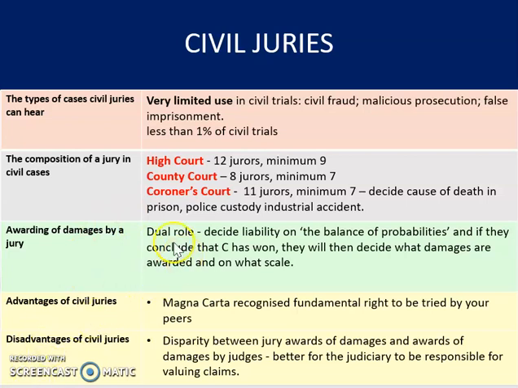So we say that juries have a dual role in a civil trial. That means they've got 2 key things that they have to do. Firstly, they have to decide whether the defendant is liable or not on the balance of probabilities. So remember, this is the standard of proof in a civil case, the balance of probabilities. That's different from in a criminal trial, which is beyond reasonable doubt. So here they're deciding, do they think the defendant is liable or not liable on the balance of probabilities, which basically means, is it more likely than not?